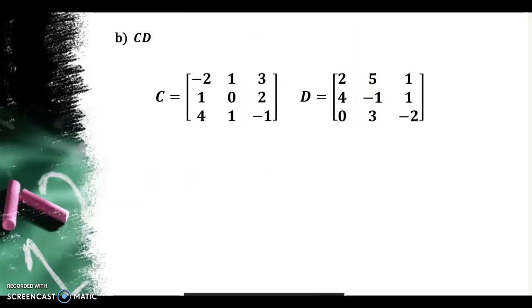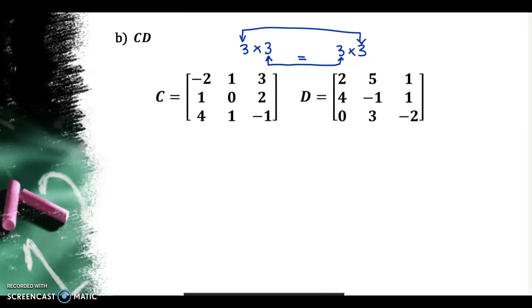For this example, we have matrix C times D, and C is a 3 by 3, and D is a 3 by 3. So the columns in matrix C and the rows in matrix D are equal. That means we can multiply, and the resulting matrix should be a 3 by 3 matrix. So what is this going to look like?